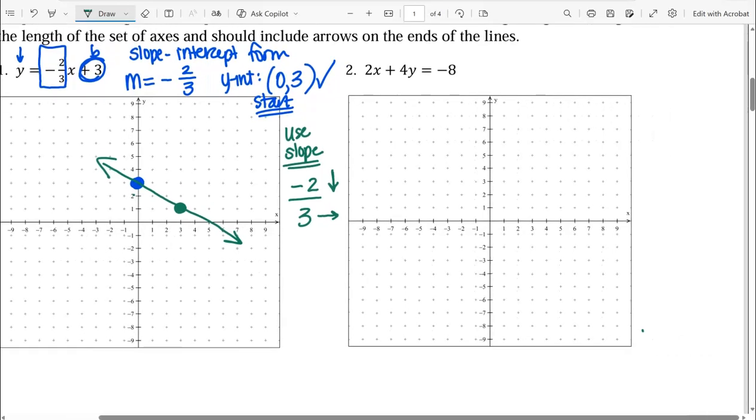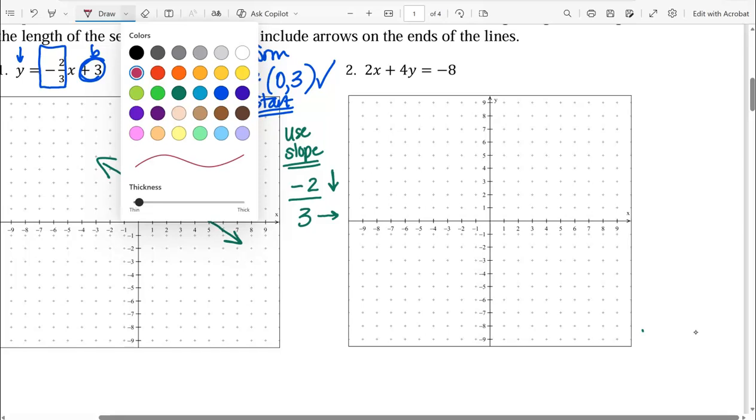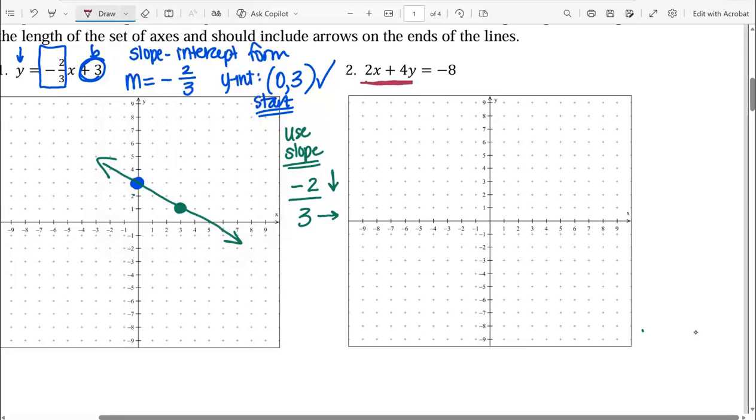However, if we are in what we call standard form, notice in our second example, x's and y's are on the same side. So this is called standard form. And in this situation, I recommend finding x and y intercepts. Remember that an x-intercept is its own physical point. A y-intercept is its own physical point. And then I use those 2 points to draw my line.